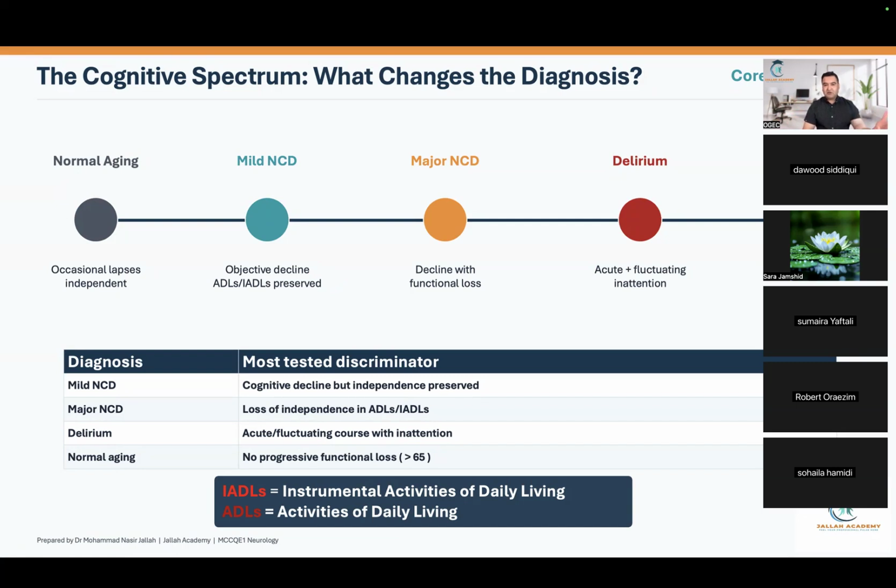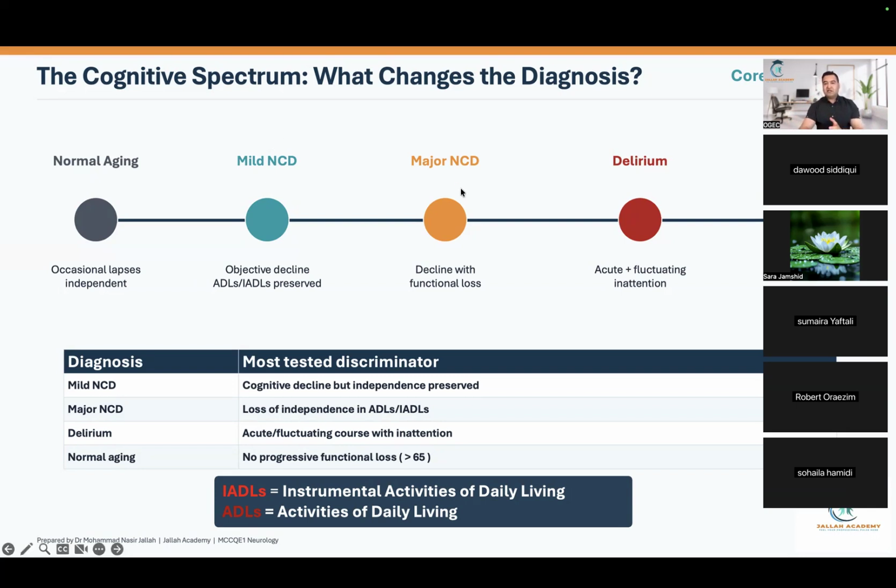Now, the second stage is the mild neurocognitive disorder, which is objective decline. It's not like a normal one, it is objective decline. And daily activity and instrumental activity during daily life are still intact. Compared to the normal age, you tend to forget things more often, but still you can do day-to-day activity. You can still function properly. So it is mild. But if it affects your daily life, then it is major.